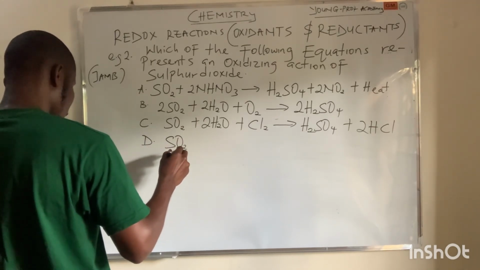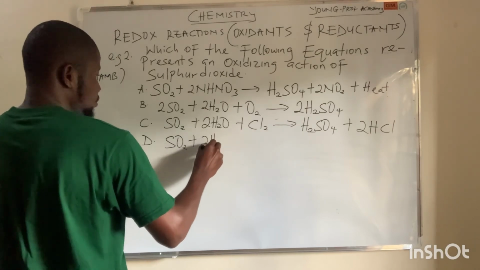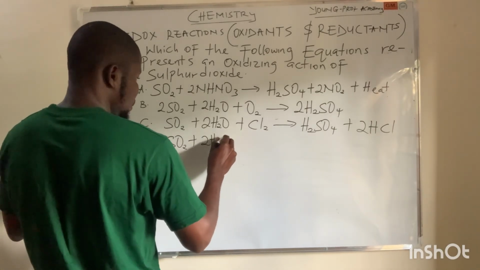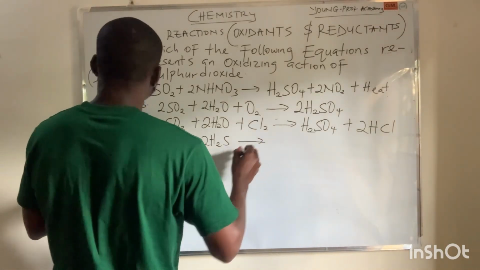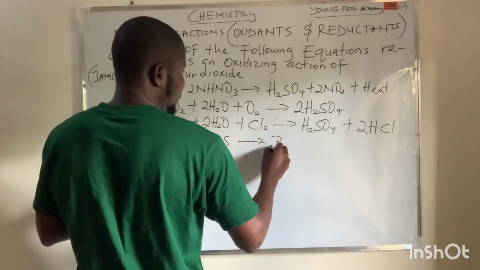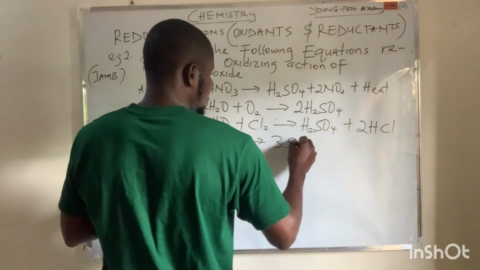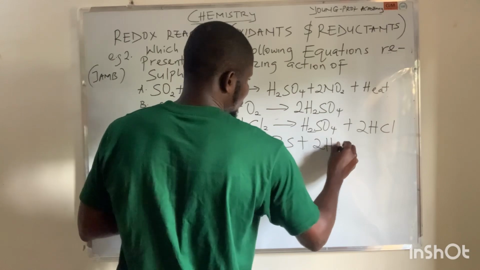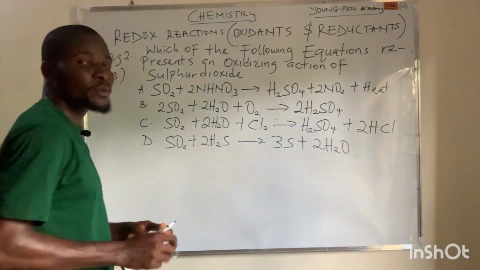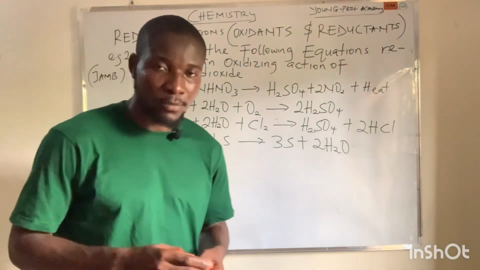And lastly, the option we have is SO2 plus 2H2S to give us 3S plus 2H2O. Now, how can we solve this problem?